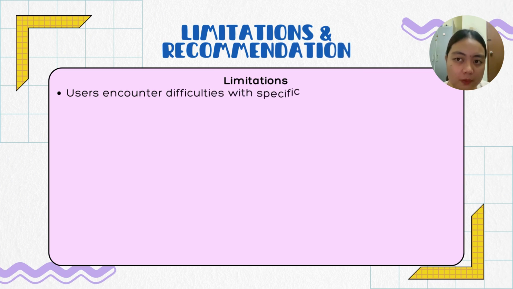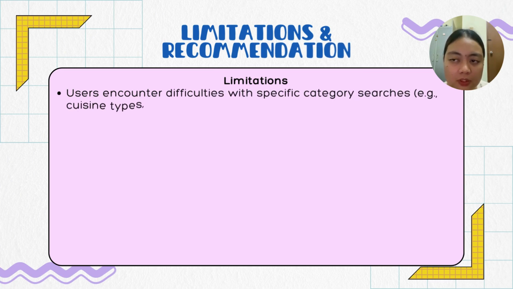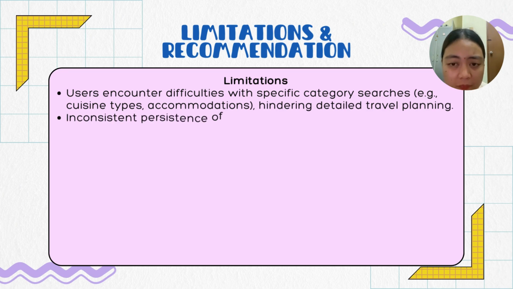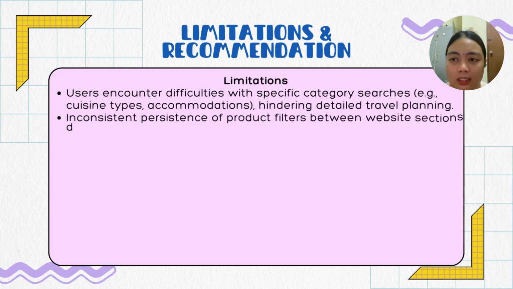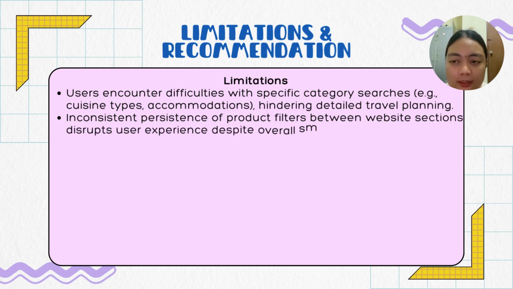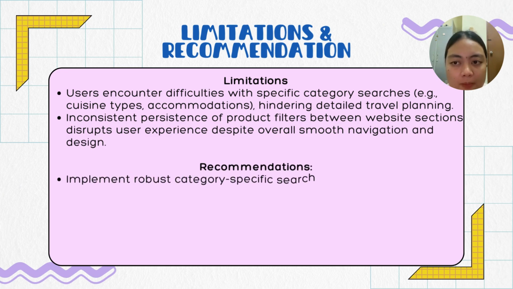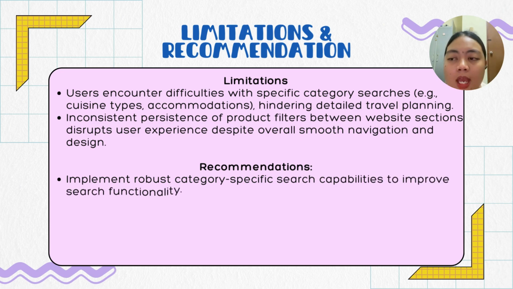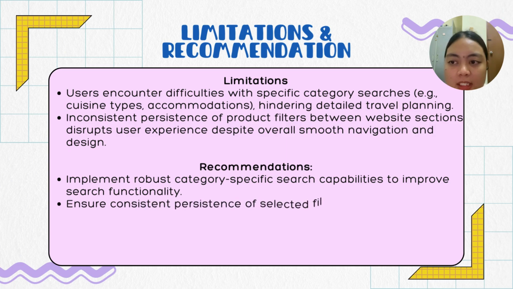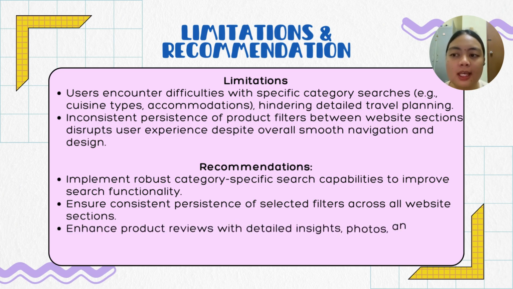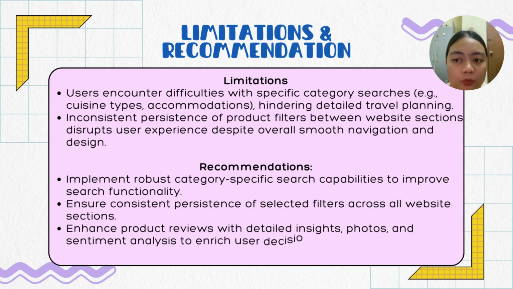Next is the limitation and recommendation. The limitation of this website is that users encounter difficulties with specific categories such as the types of food and accommodation, hindering detailed travel planning. The recommendations are to implement robust category-specific search capability to improve search functionality, ensure consistent persistence of selected filters across all website sections, and enhance product reviews with detailed insight, photos, and sentiment analysis to enrich user decision making and engagement.